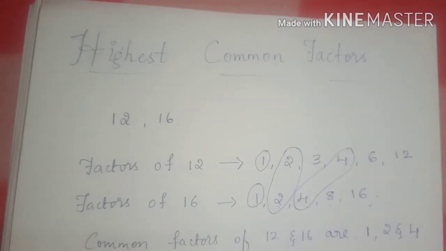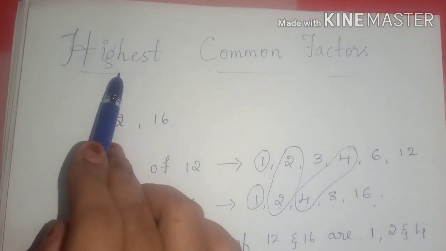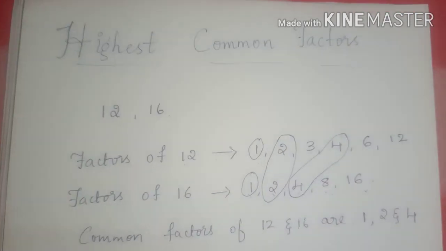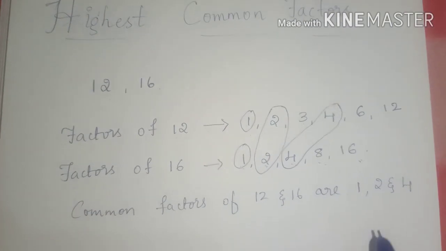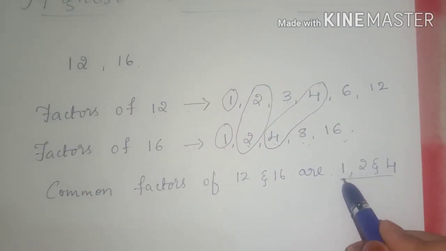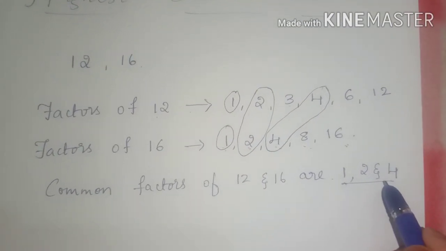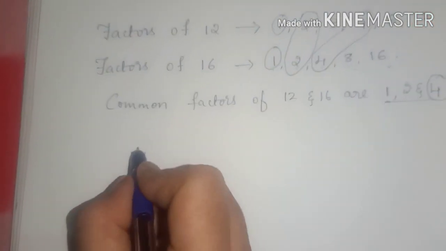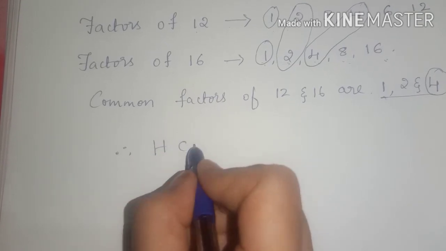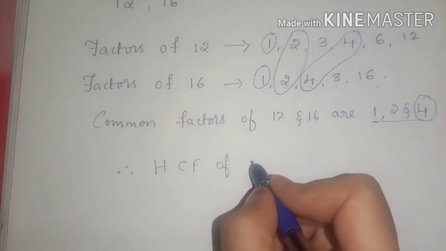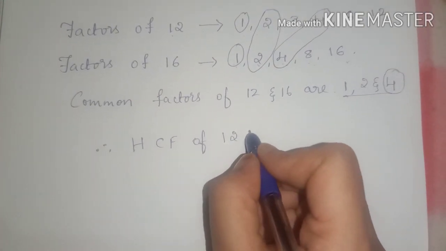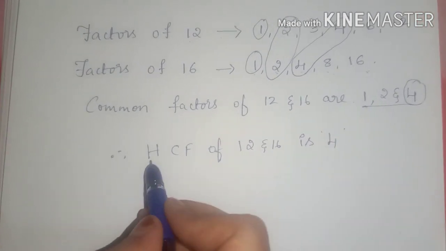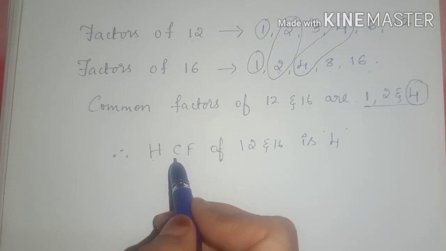Now we have to find the highest common factor. The name itself suggests highest, so you should find the greatest. Among these three factors, 1, 2 and 4, which is the highest one? Obviously it is 4. Therefore, we can write HCF of 12 and 16 is 4. HCF is nothing but highest common factor.